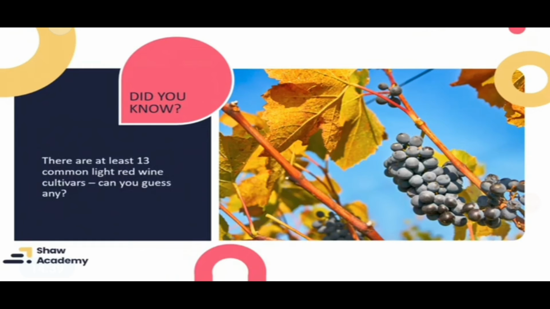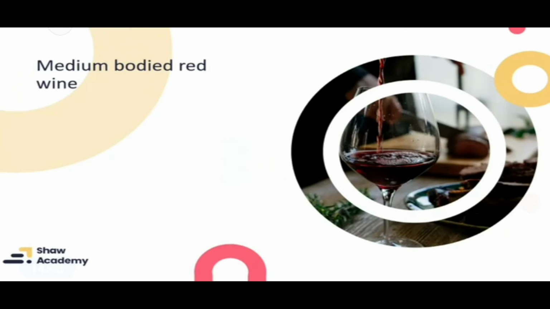Did you know there are at least 13 common red wine cultivars? Can you guess any? Let's take a look at medium-bodied red wines.